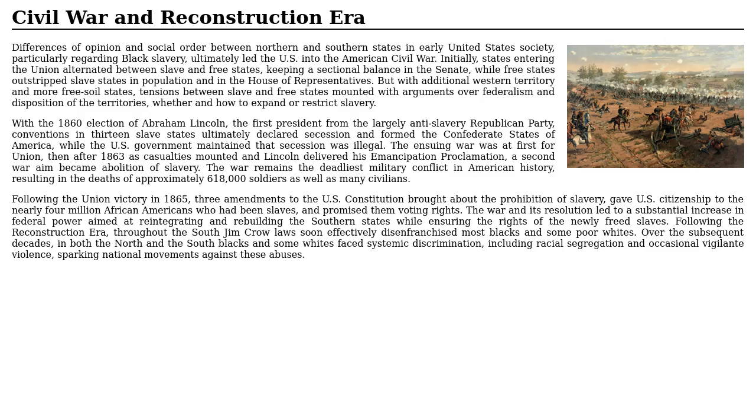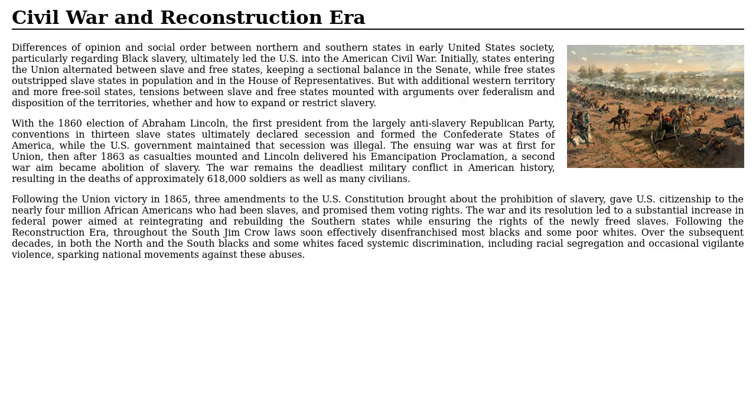Differences of opinion and social order between northern and southern states in early United States society, particularly regarding black slavery, ultimately led the U.S. into the American Civil War. Initially, states entering the Union alternated between slave and free states, keeping a sectional balance in the Senate, while free states outstripped slave states in population and in the House of Representatives.